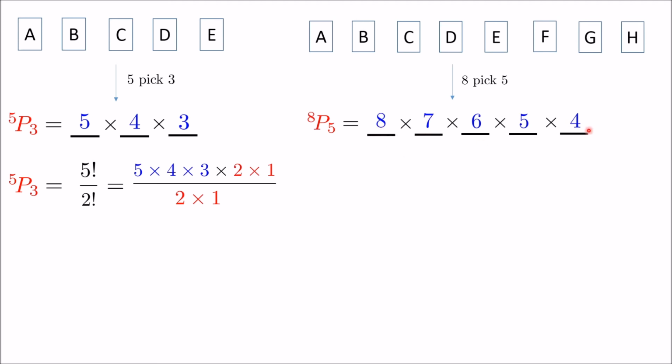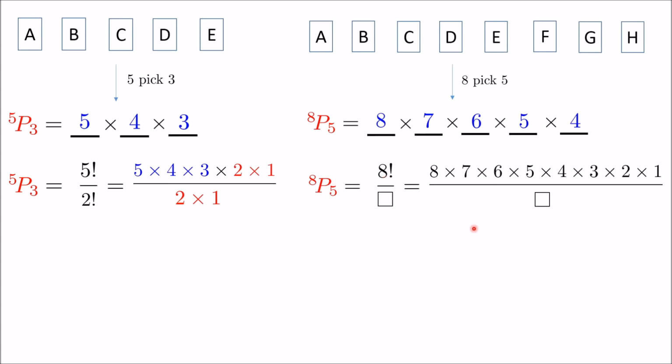So 8 descending up to 4. Again, try to express this in terms of an 8 factorial. What we really want is this blue bit. We want to throw away this red bit. So therefore, we go to this 8 factorial that has too much stuff, and then we go to the bottom and divide by 3 by 2 by 1. But this is nothing more than 3 factorial. So 8P5 is 8 factorial over 3 factorial.